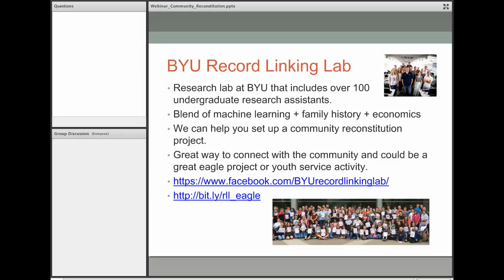We can help you set up a community reconstitution project. And this would actually be a fantastic way to connect with your community. It could be a great Eagle project or youth service activity. And so I've included a link here to our Facebook page, and I've also included a link to a description of some possible Eagle projects that you might consider doing that relate to this idea of community reconstitution.